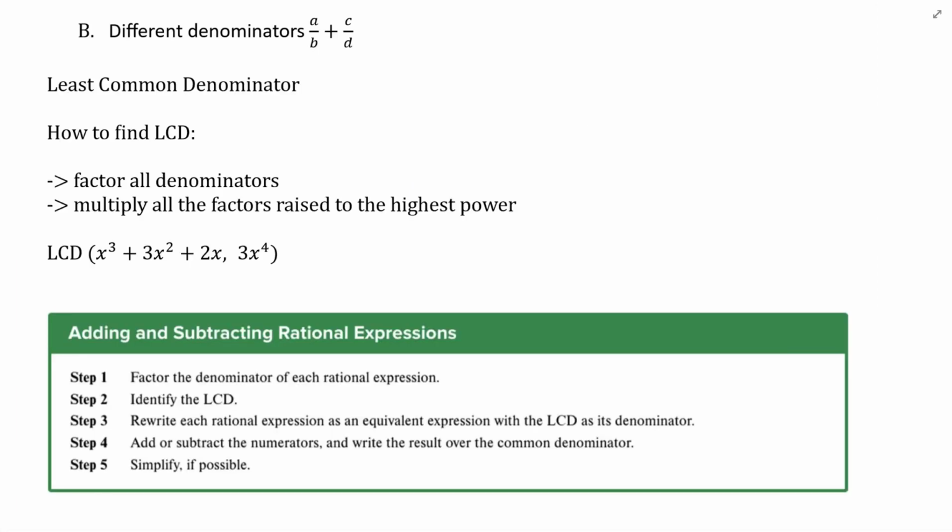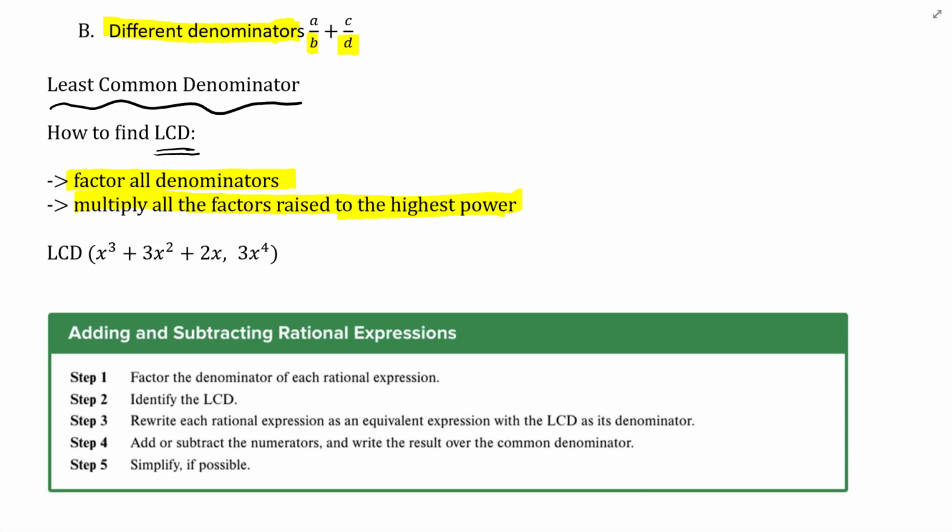Now let's talk about different denominators. So if we have to add or subtract fractions or rational expressions that have different denominators, remember how you did that when you had fractions, numbers. So we have to discuss least common denominator. So to find the least common denominator, you have first to factor all denominators, so get them in the simplest form, and then multiply all the factors raised to the highest power.